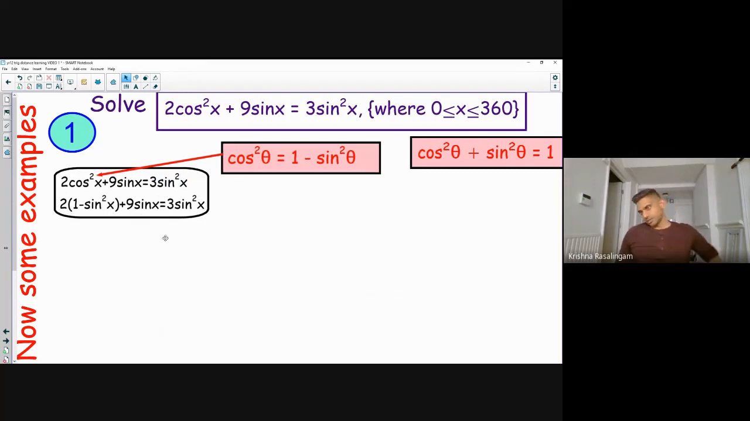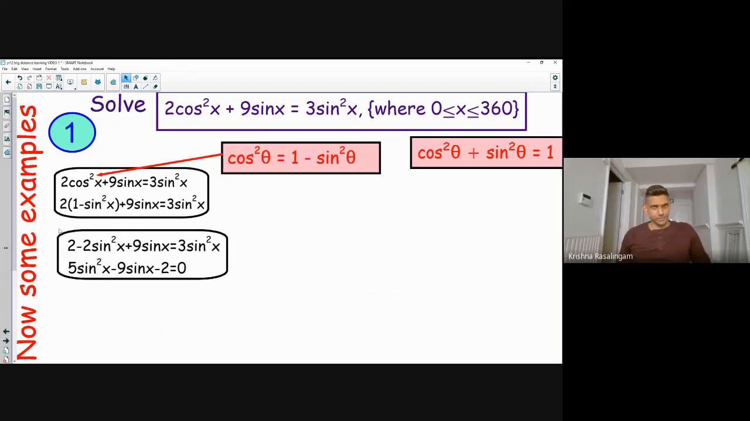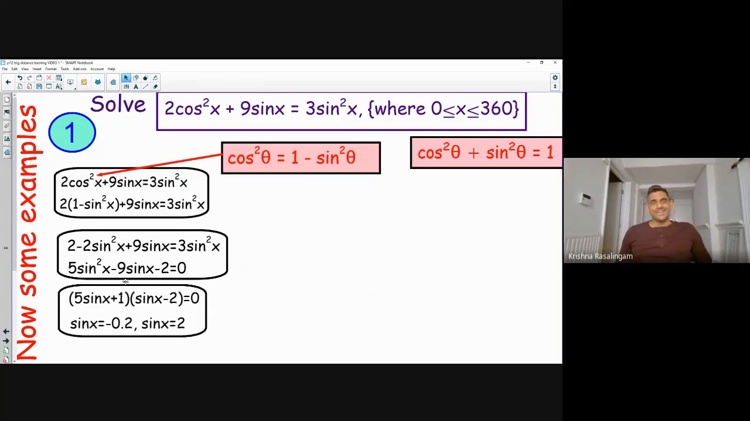And what's the next thing we should do? Expand. So we expand that, and then we group terms and we set equal to 0. At that point we have the choice of factorizing or solving. I don't care if you factorize. I don't care if you use the quadratic formula. Realize A is 5, B is minus 9, C is minus 2, and we've not found x. We found sine x. We still got a little bit of work.